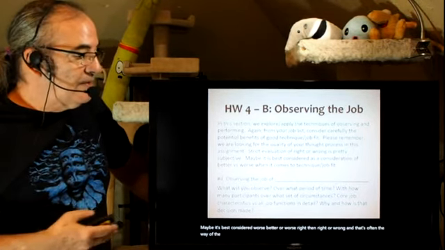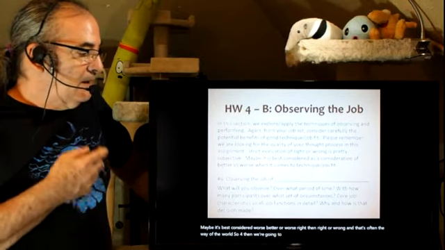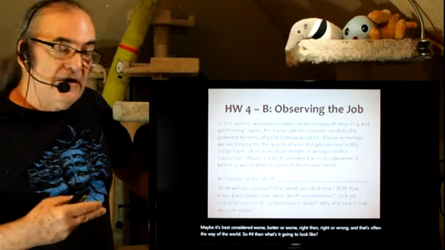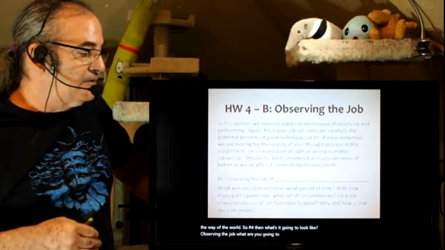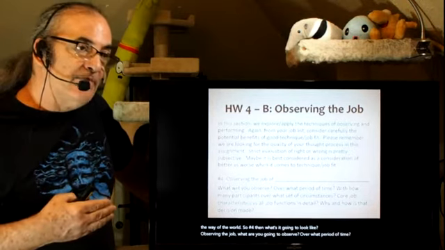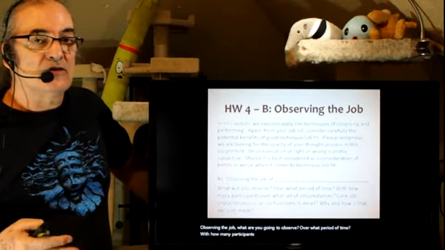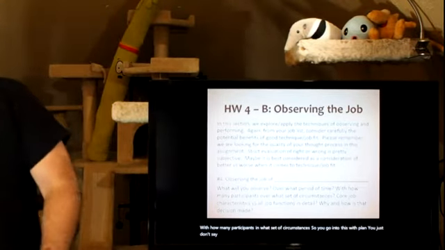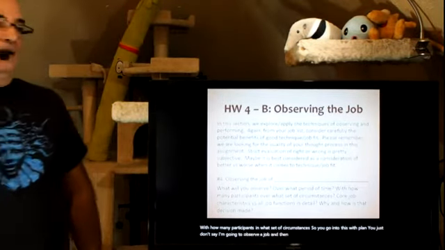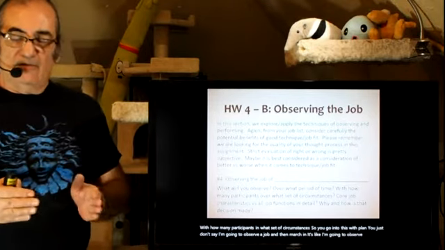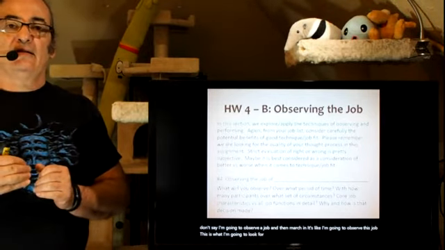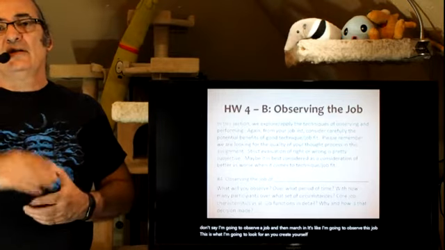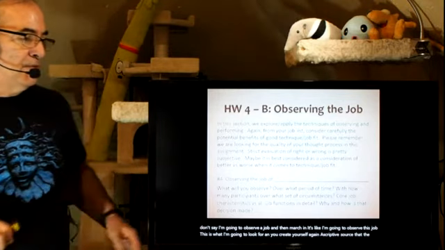So, number 4 then, what's it going to look like? Observing the job. What are you going to observe? Over what period of time? With how many participants and what set of circumstances? So you go into this with a plan. You don't just say, I'm going to go observe a job and then march in. It's like, I'm going to observe this job, and this is what I'm going to look for. And you create yourself, again, a script of sorts that guides you through the process.